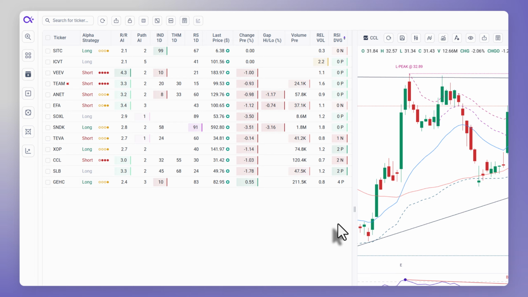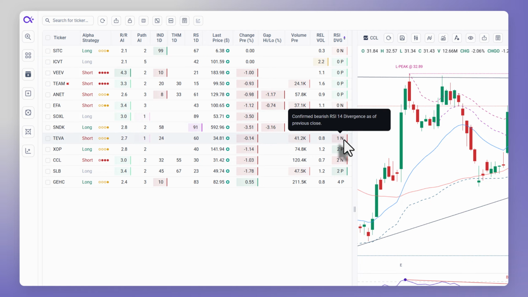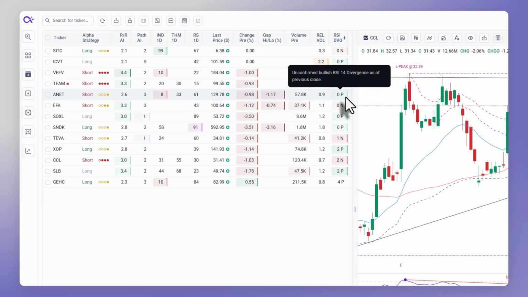Divergence signals are labeled as confirmed or unconfirmed. Unconfirmed means it's forming but hasn't held long enough to count. Confirmed means it stayed in place through at least one more close, and MarketAlpha tracks it as an active signal. Here's the key rule. If you see 1 or more, the divergence is confirmed, and the number is days since confirmation. If you see 0, it means divergence is forming right now but is still unconfirmed. Let's take a look at some quick examples.